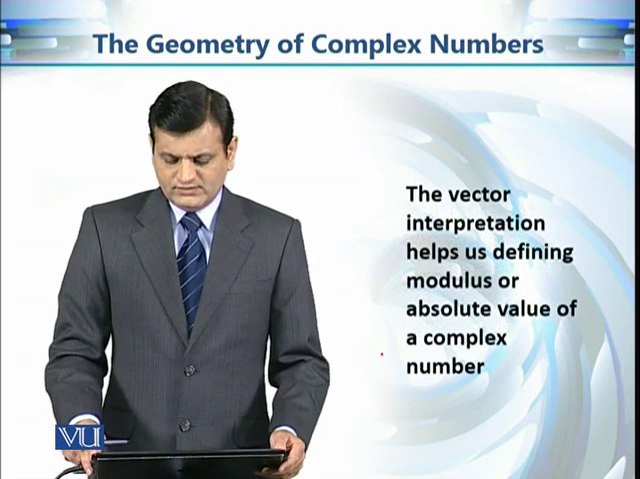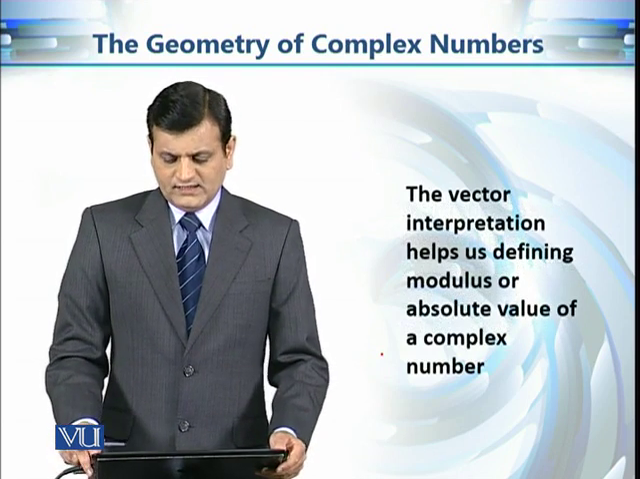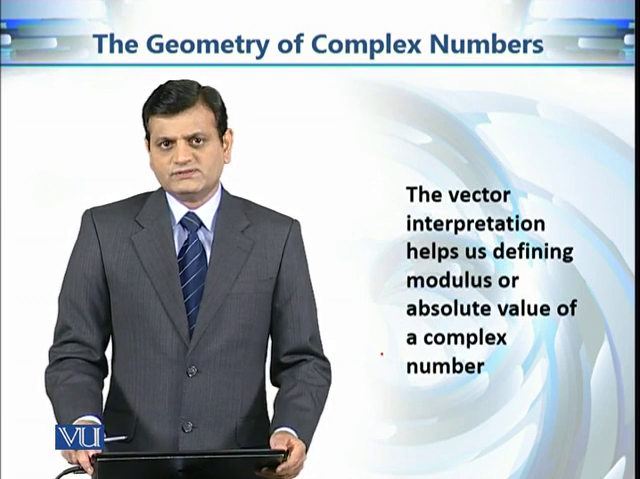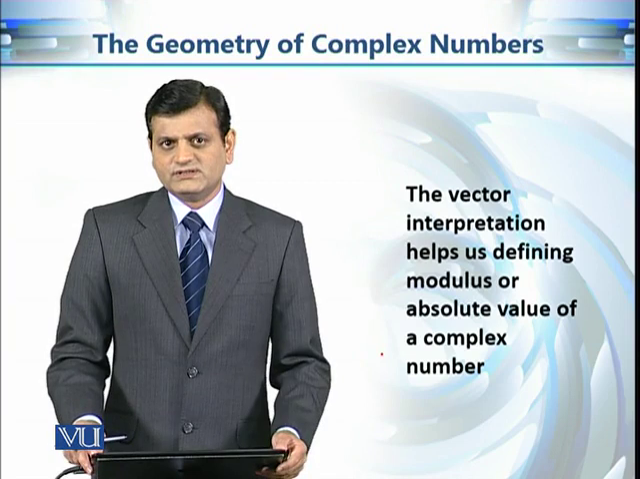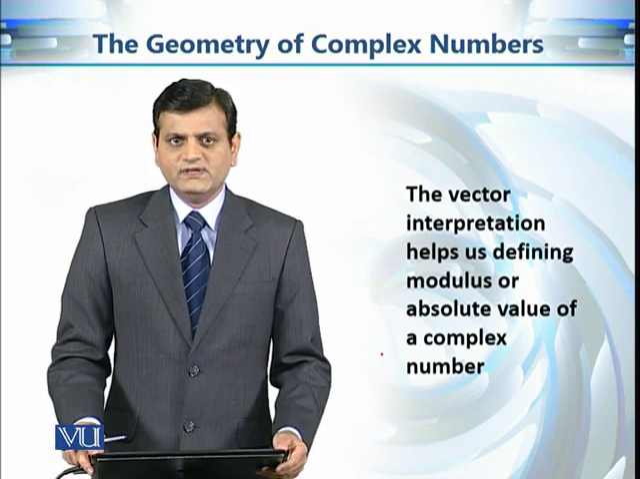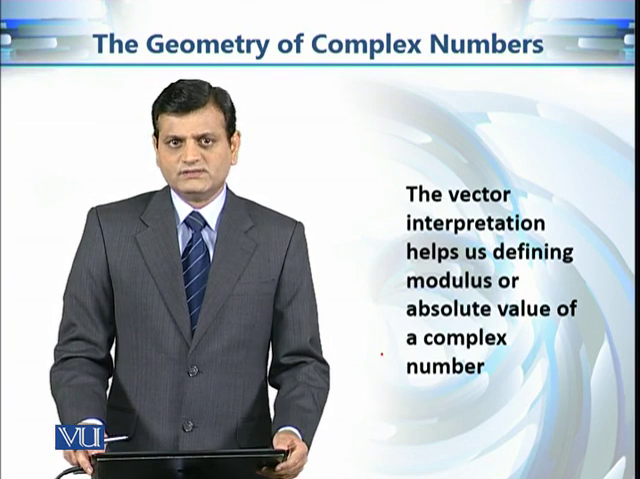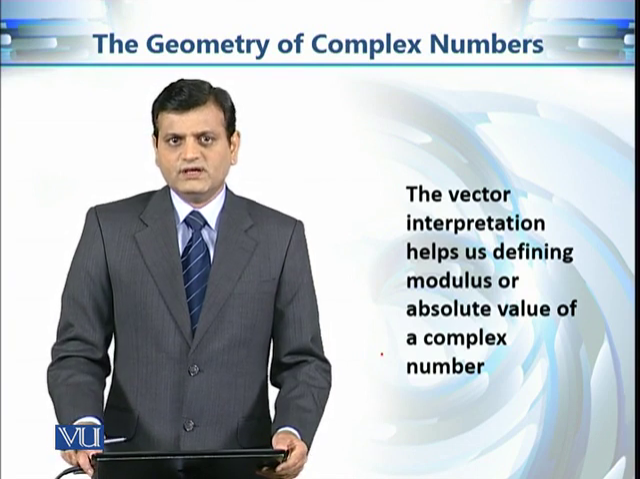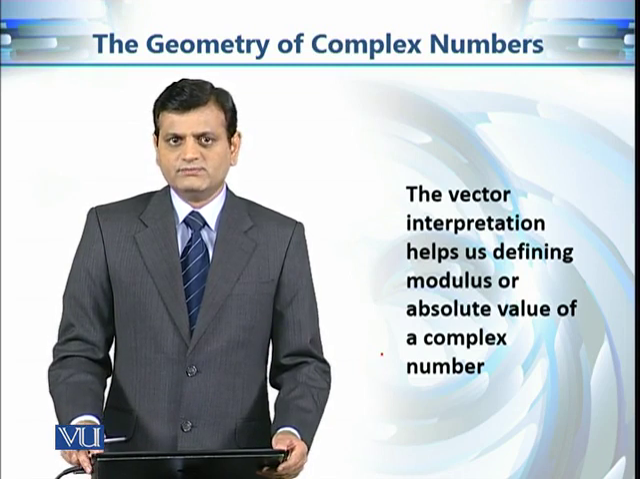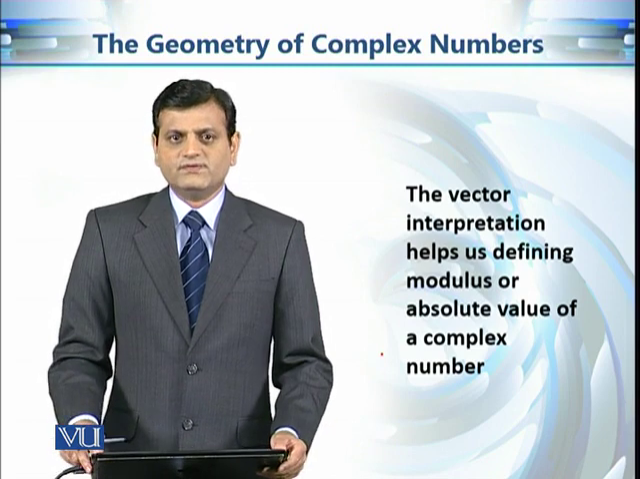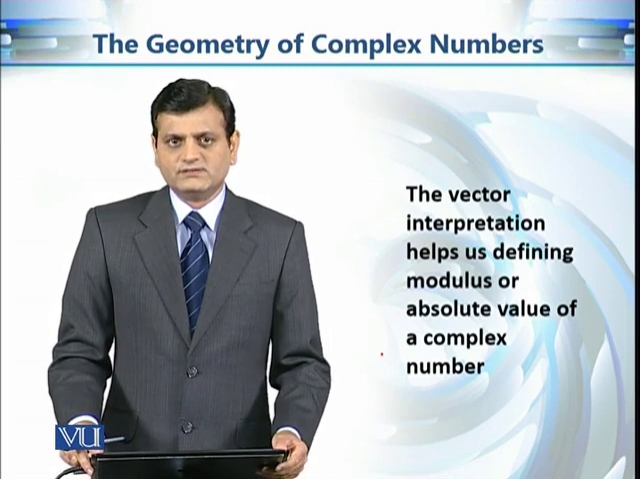Now, our next definition is the modulus of a complex number. So using this vector representation of a complex number, we can define the modulus or absolute value of a complex number. And this definition should be such that when we restrict it to the real numbers, it should be the absolute value of a real number, since the set of real numbers is a subset of complex numbers.